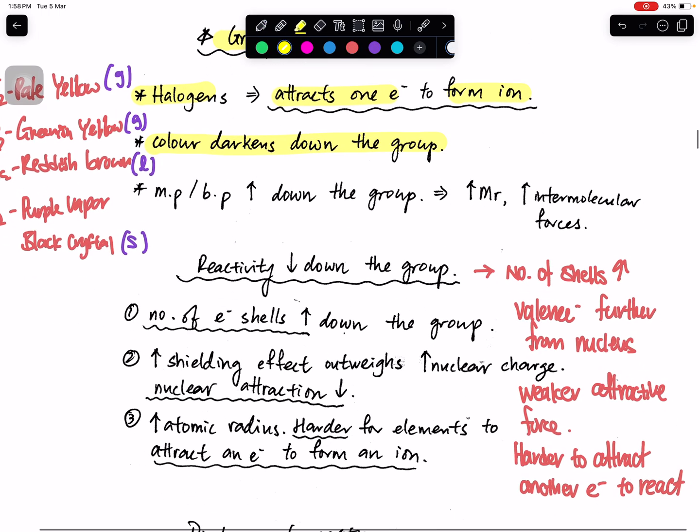Moving on from here, the melting and boiling point will actually increase as you go lower down the group. Why? Because the intermolecular forces get stronger.